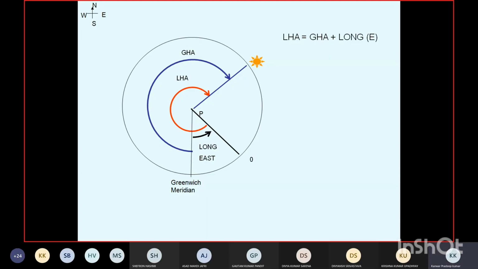GHA, SHA, and LHA. So the hour angle of the body we can measure from any of three points: either GHA from Greenwich, SHA from the first point of Aries, or LHA from the observer. Then we combine them somehow and try to find our position. Whatever is available. If it is a star, we will go for SHA. If it is a body, we directly go for GHA.